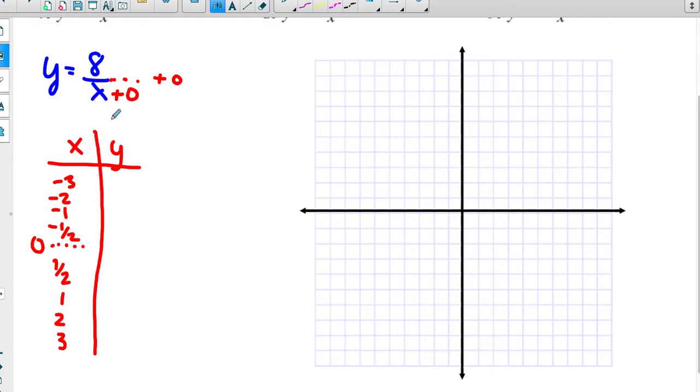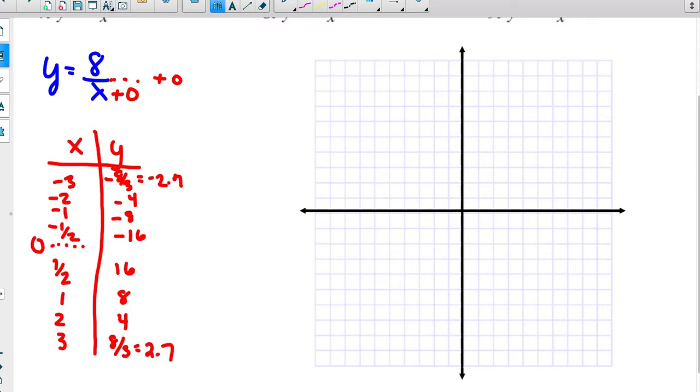So then you have 8 over -3, so that's -8 thirds, which is going to be -2.7. And then we have 8 over -2, which is -4, 8 over -1, which is -8, 8 over -1/2, which is going to give us -16. 8 over 1/2 is 16, 8 over 1 is 8, 8 over 2 is 4, and 8 over 3 is 8 thirds, which is a positive 2.7.